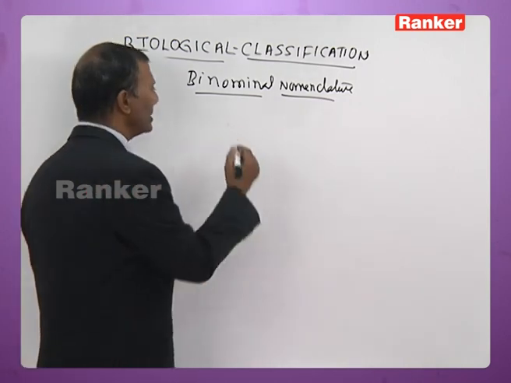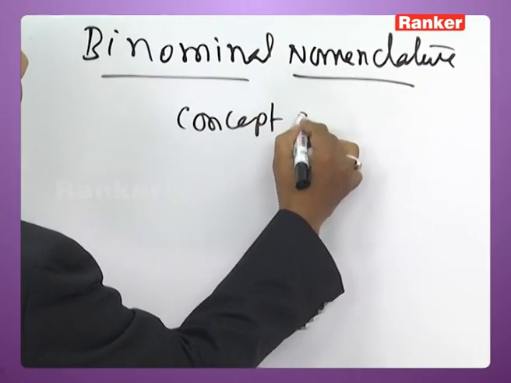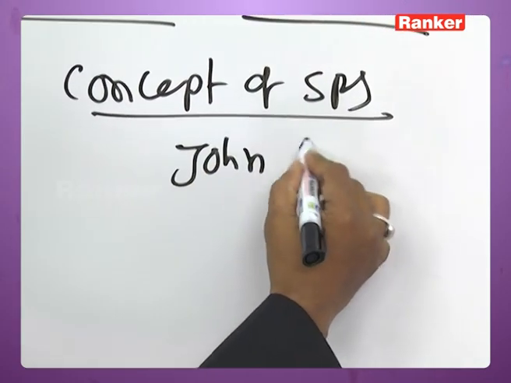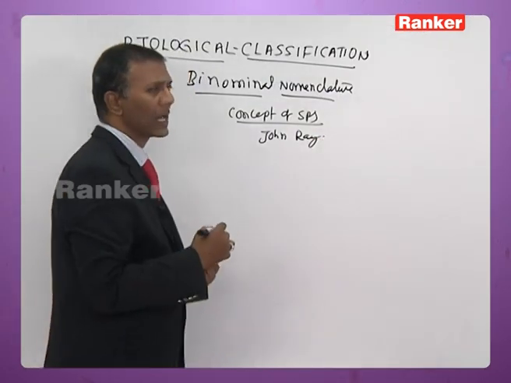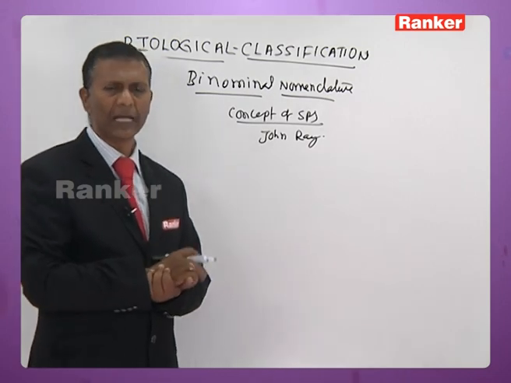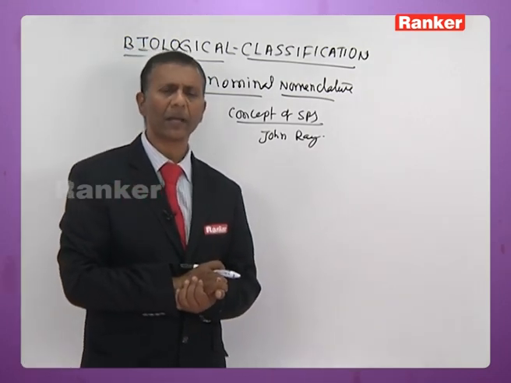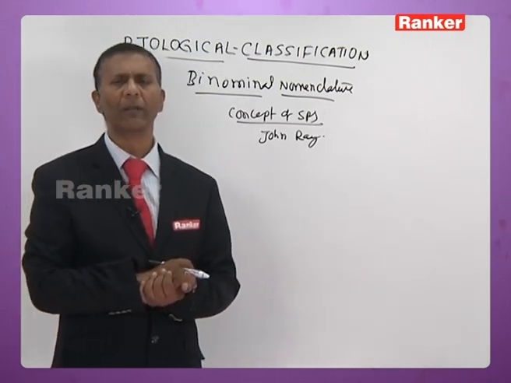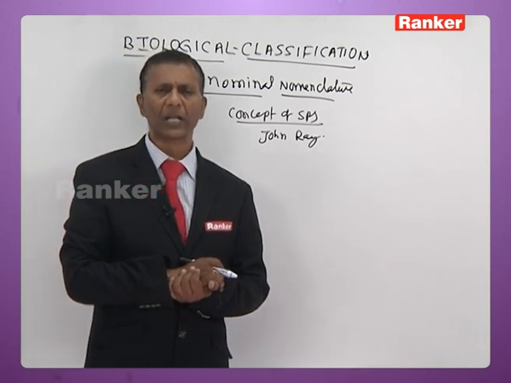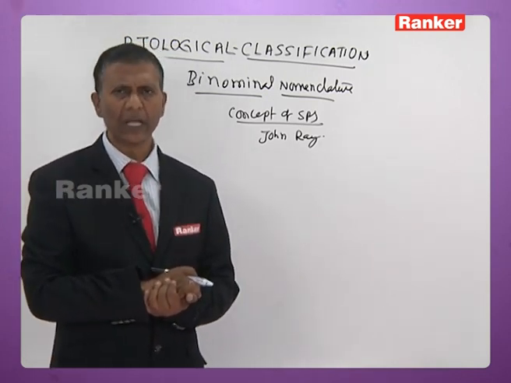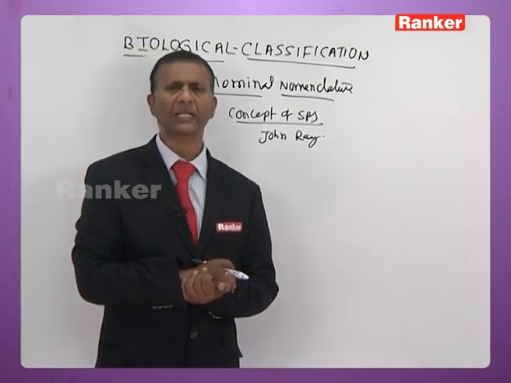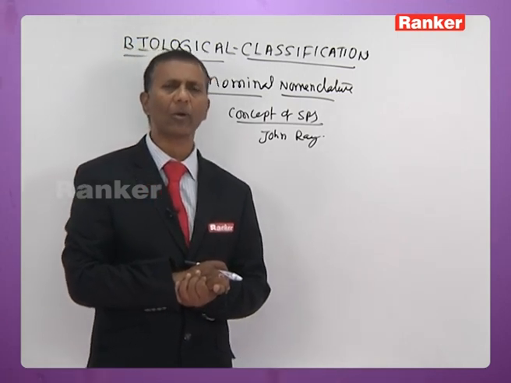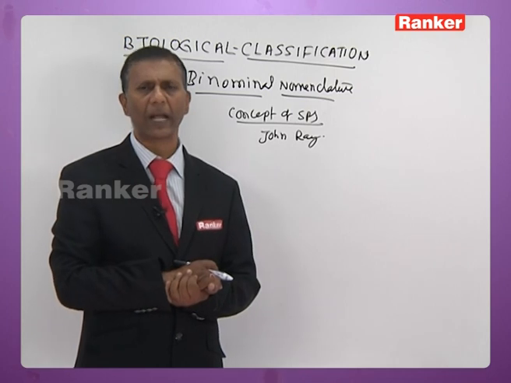The concept of species was given by John Ray. John Ray is an English naturalist, an English taxonomist. As I mentioned earlier, he was the one who coined the term species and differentiated between genus and species, and he happened to be the father of British Natural History. He described characteristics of about 18,000 plants in a book called Historia Generalis Plantarum.